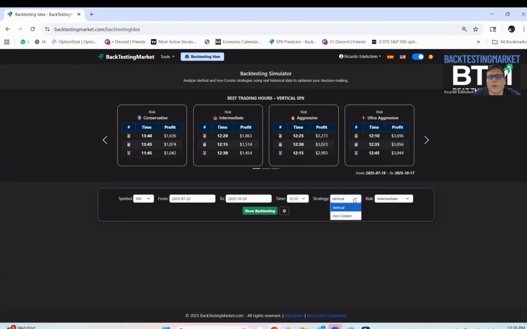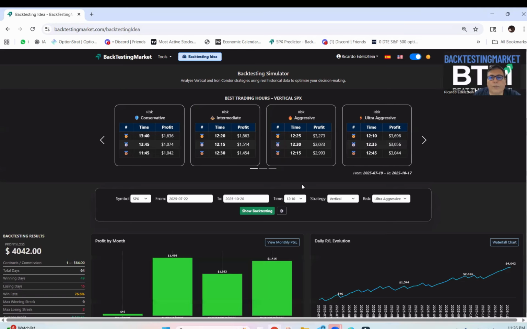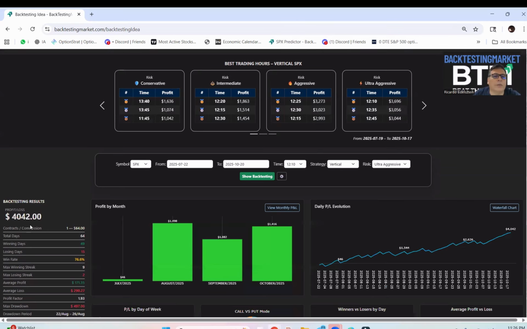It's a vertical, not an iron condor. You will choose ultra aggressive and run the backtest. It's going to take a little bit of time because it has to bring every single result from July 22nd until, in this case, October 20, which is today. Probably we'll have more money. Oh, that's right, we have more money.